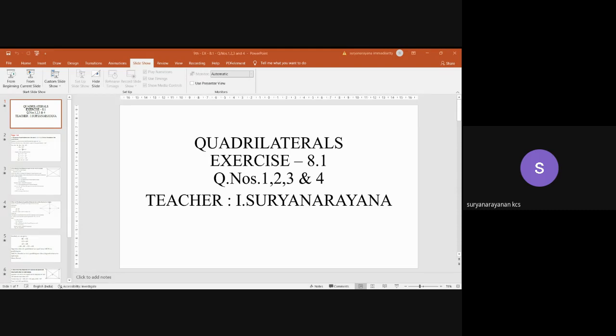Now come to the solution. We are going to find the angles of this quadrilateral.